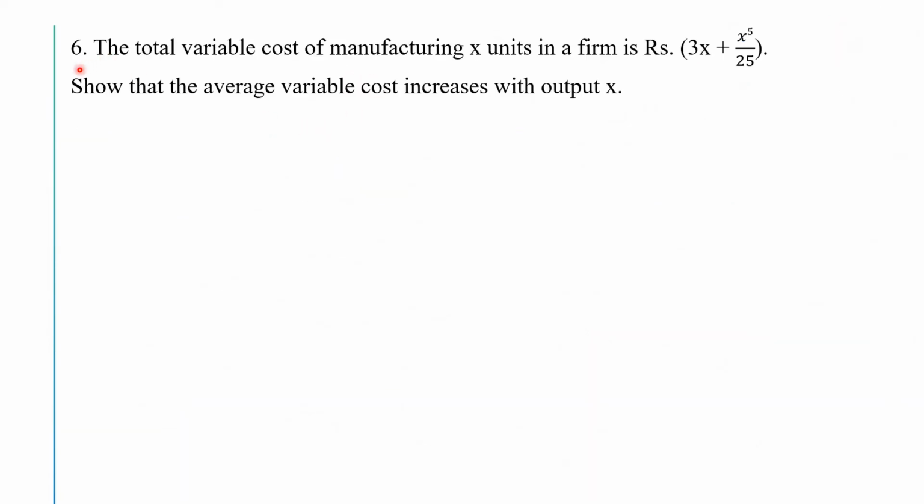The next question: the total variable cost of manufacturing x units in a firm is rupees 3x plus x raised to 5 by 25. Show that the average variable cost increases with output x. So here we are given the total variable cost of a firm. We have to show that the average variable cost increases with output x. In other words, we have to show that the average variable cost function is an increasing function.